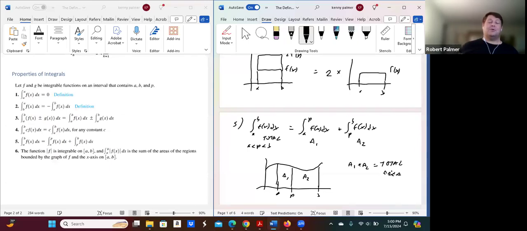Okay, that's all that's saying. So you can actually divide that up anywhere you want in between, and if you add that up this way, you still get the same area.